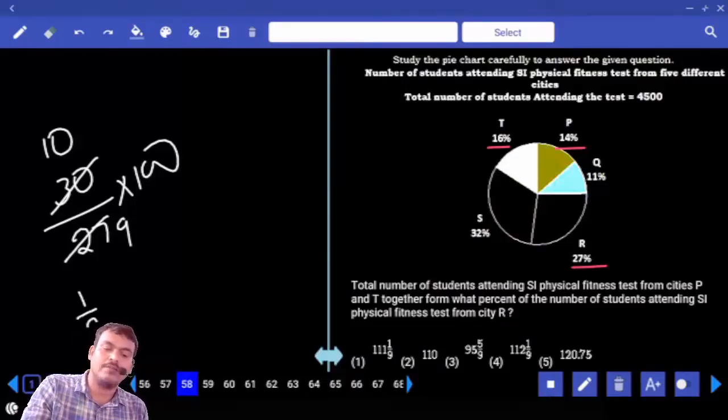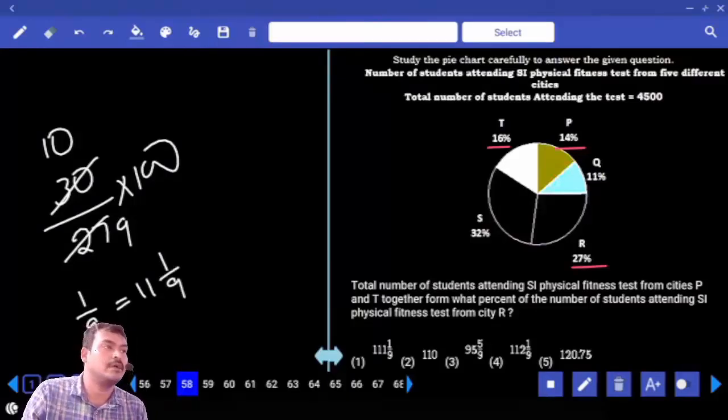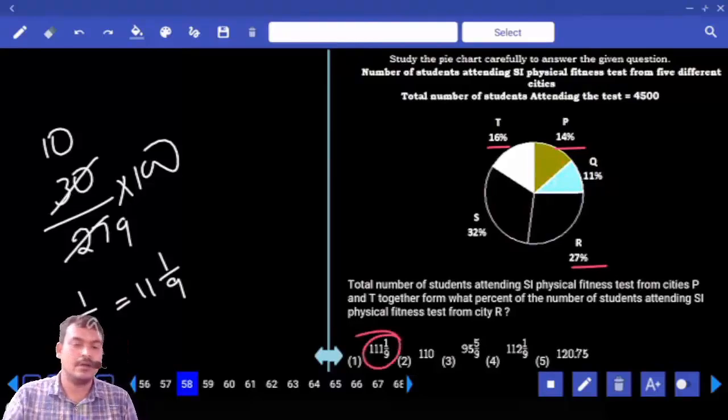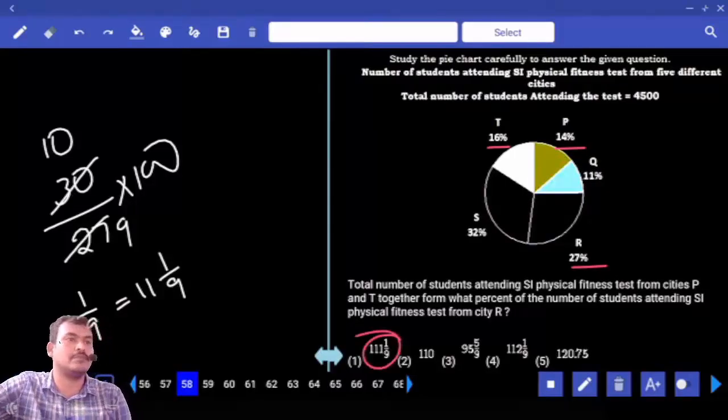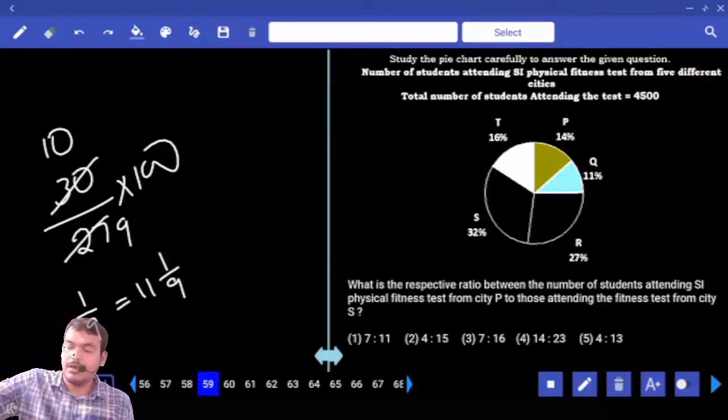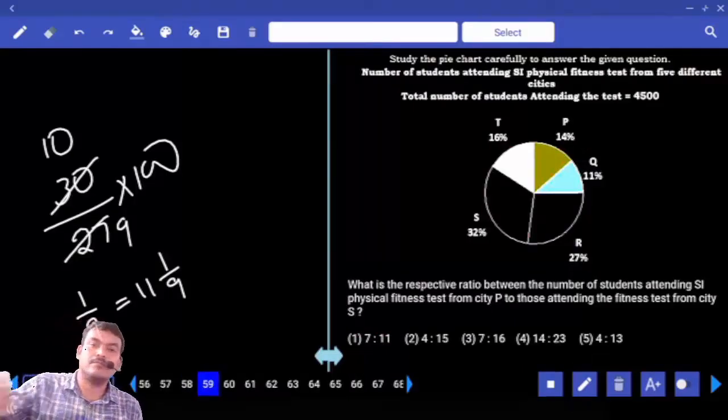Already we know 1 by 9 value or not? 1 by 9 means 11 1 by 9%. How many times we need? 10 times or not? What is the answer? 111 1 by 9. 10 times are required or 9 times? 10 times.